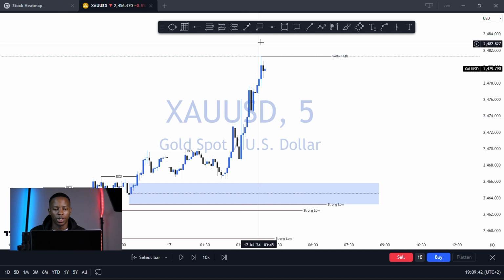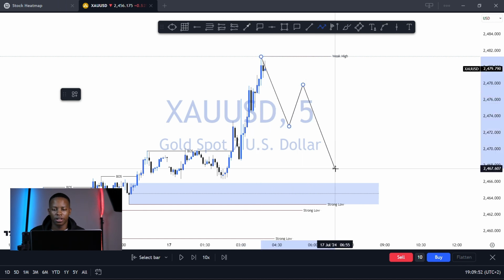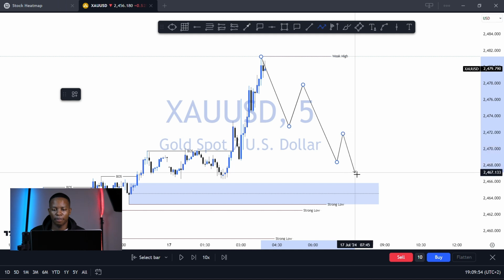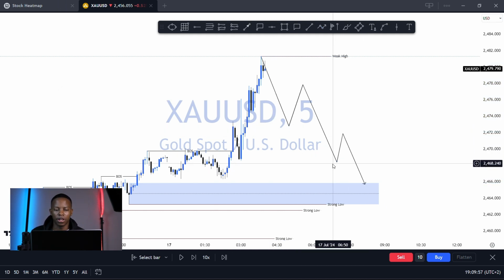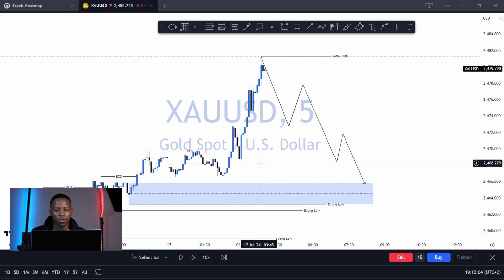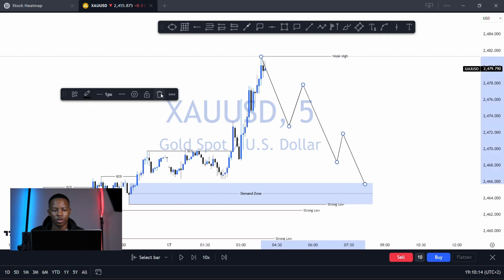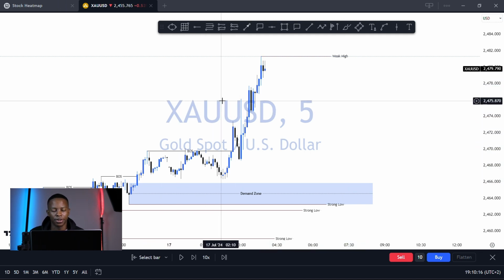So what are we expecting to see right now? Price has created a new high. What we are expecting is a pullback to take place, and that pullback is going to go to our demand zone. Then we'll be looking to take this trade from the demand zone and go to the upside.